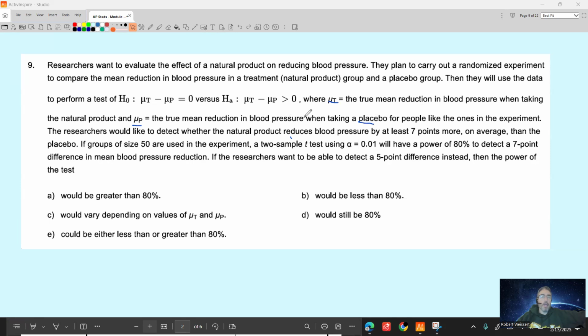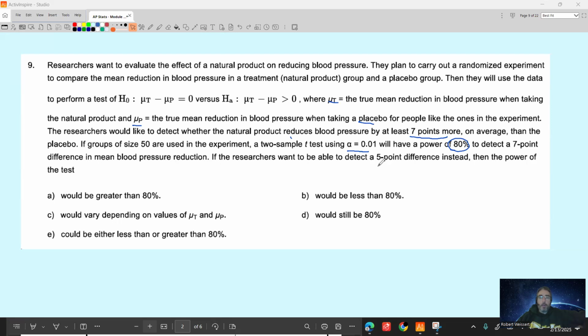So natural for T, treatment, and placebo for P. And the researchers would like to detect whether the natural product reduces blood pressure by at least 7 points more on average than the placebo. Okay, if groups of size 50 are used in the experiment, a two-sample t-test using alpha equals 0.01 will have a power of 80% to detect a 7-point difference in mean blood pressure reduction.